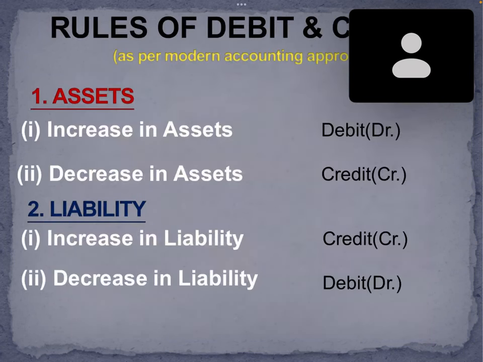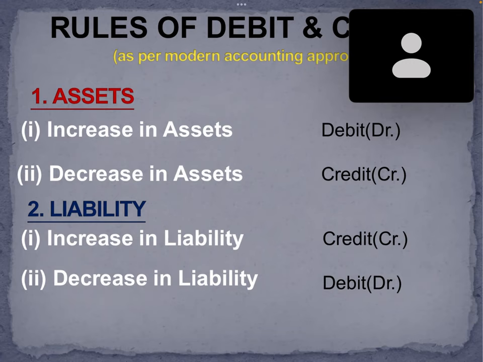Now there are rules regarding the debit and credit. Now we'll focus upon those rules. Now see, rules of debit and credit depend upon the accounting approach that we follow. So if we are following the modern accounting approach, then we have separate rules using which we will be preparing different types of account. And the rule, to some extent, changes, not completely, but the statement changes if we talk about the traditional accounting approach. So there is not much difference in both the approaches as far as the accounting treatment is concerned, but the rules are a little bit different.